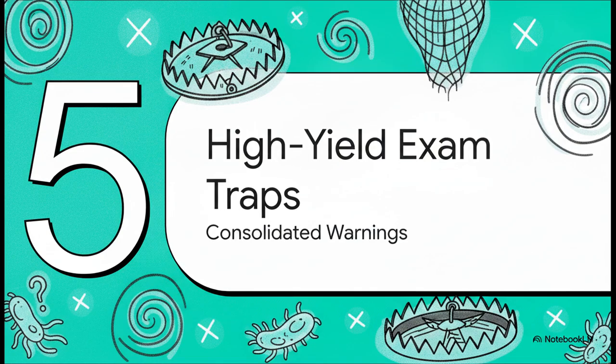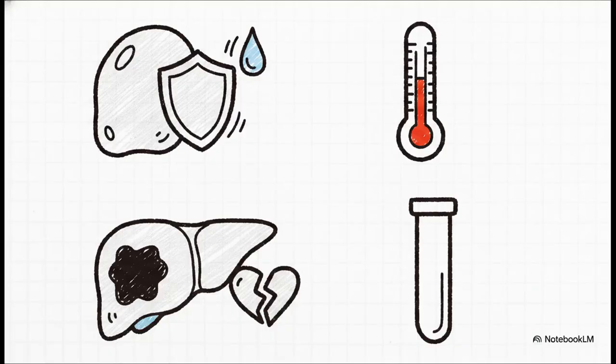All right, we are in the home stretch. Section 5, High-Yield Exam Traps. Let's consolidate these warnings. Let's rapid-fire these traps so you can recall them instantly on exam day. Ready? 1. E. histolytica cysts are chlorine-resistant. Disinfecting water with standard chlorine just won't work. You have to use iodine.